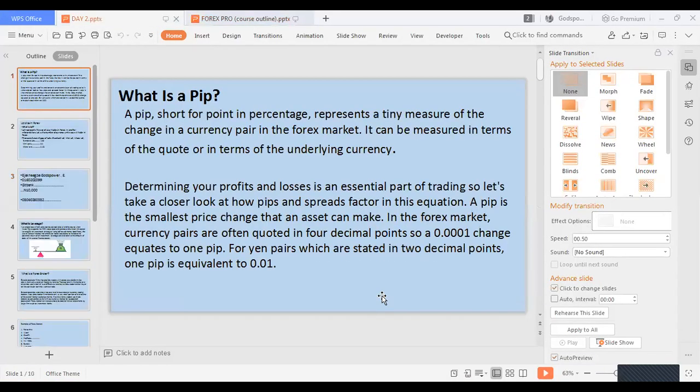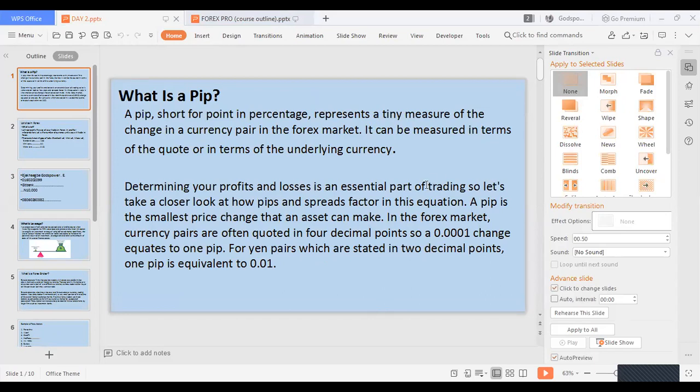What is a Pip? A Pip is known as points in percentage. Some people call it percentage in points. However you want to see it, it's all good. A Pip represents a tiny measure of the change in the currency pair in the forex market. It can be measured in terms of the quotes or in terms of the underlying currency.